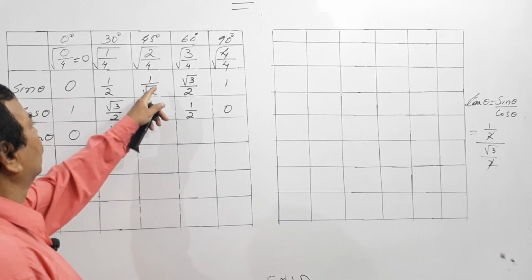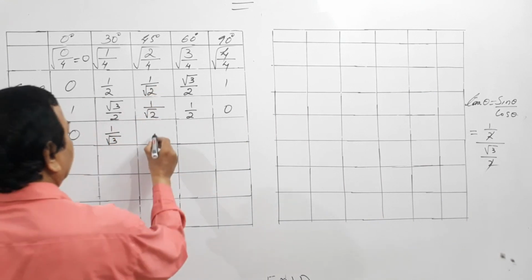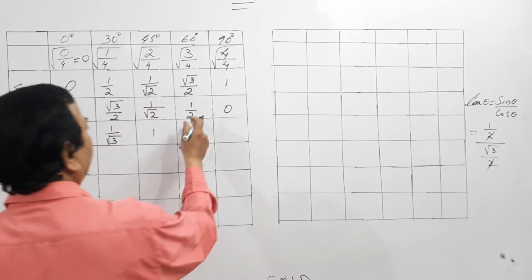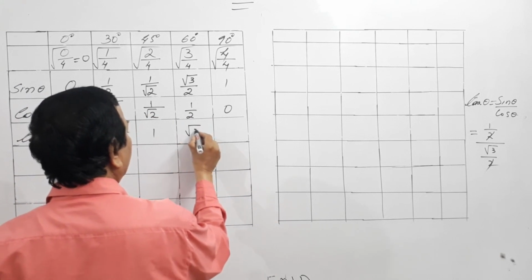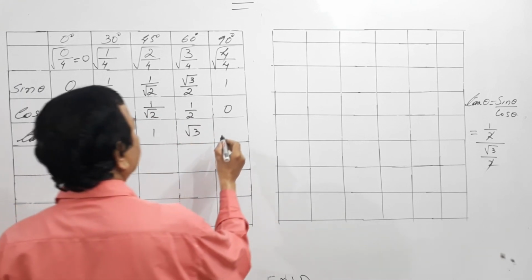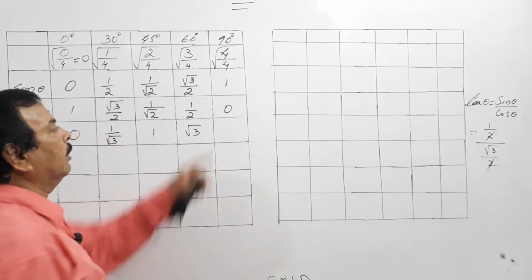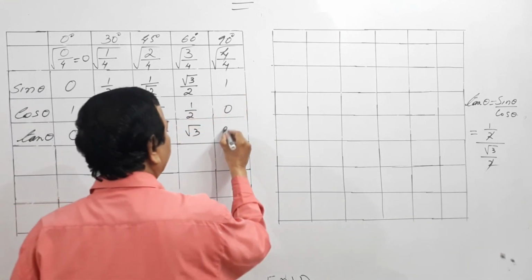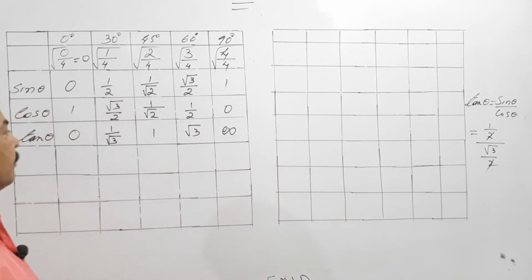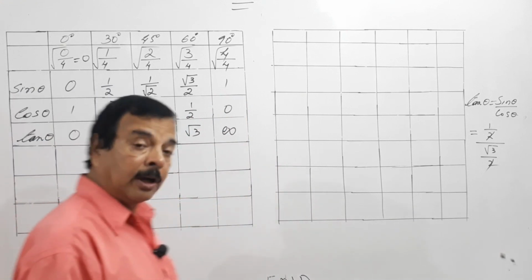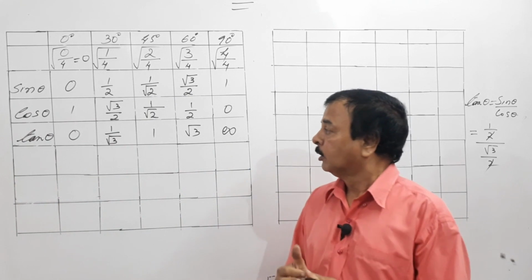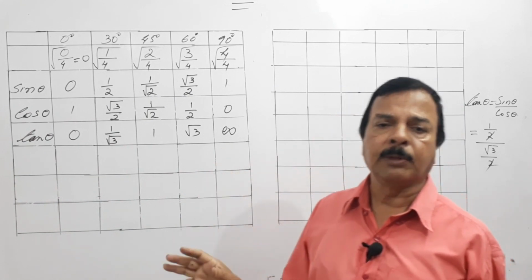Here root 2 cancels, we are left with 1. And here 2 cancels, we get root 3. And this is 1 by 0. 1 by 0, everything divided by 1 divided by 0 is infinity. Done.